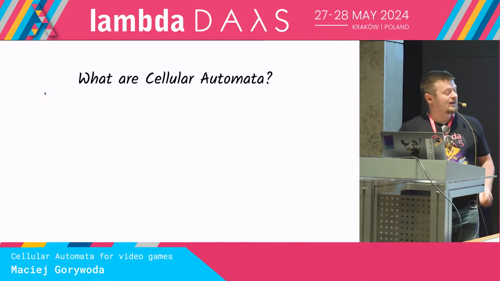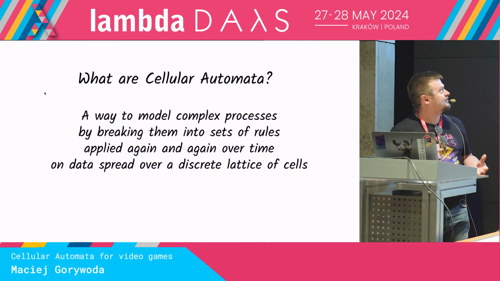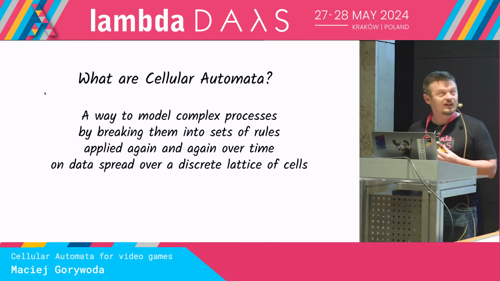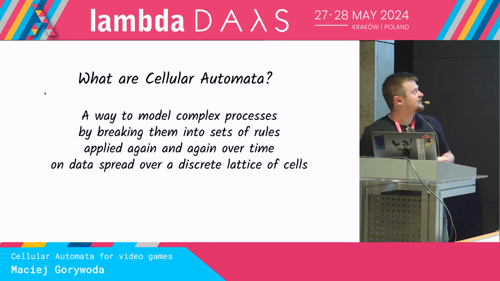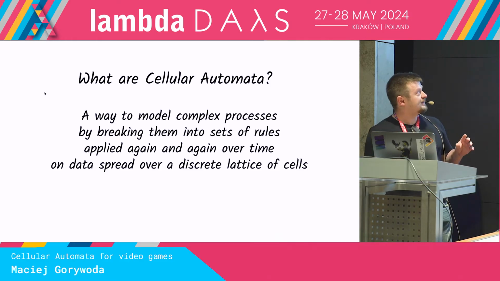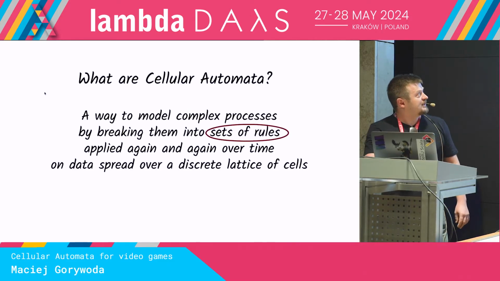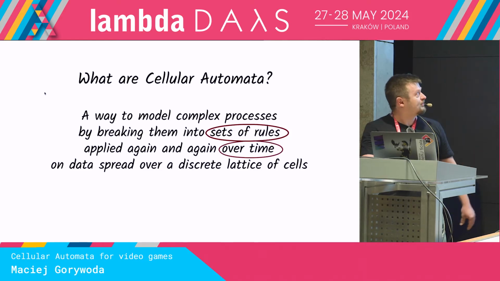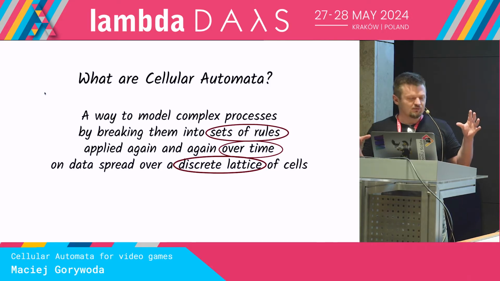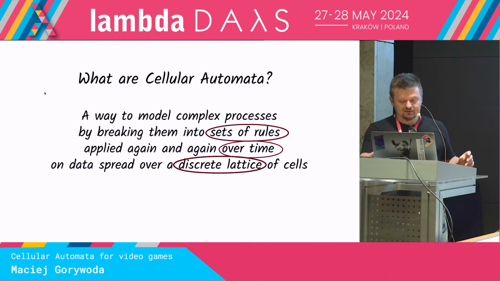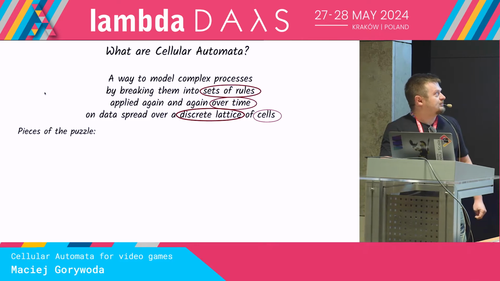So let's go. First of all, some theory. What are Cellular Automata? In a way, it's a model of complex processes by breaking them into sets of rules applied again and again over time on data spread over a discrete lattice of cells. The most important parts here are that there are sets of rules that are applied over time, and the board, or our space, is a board of some kind of fields or cells, and we do it in a loop.